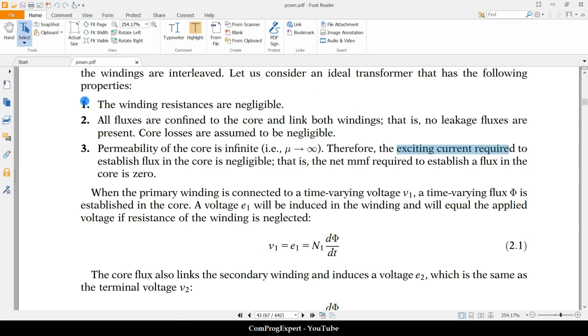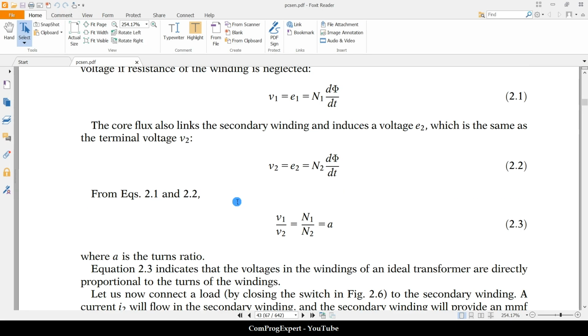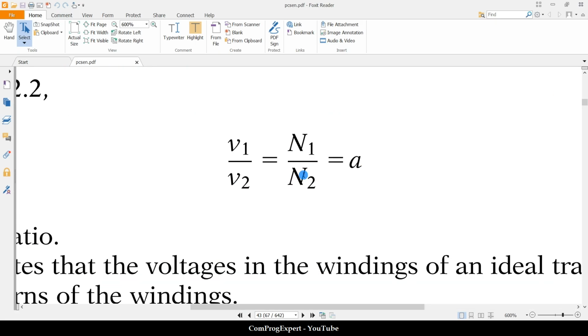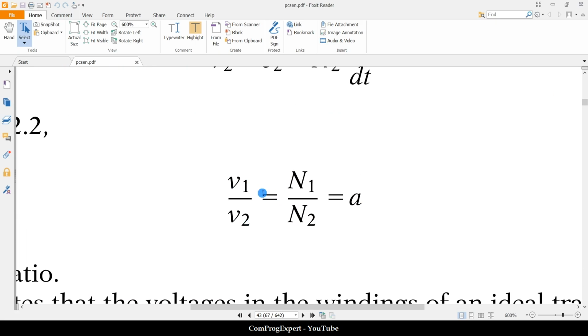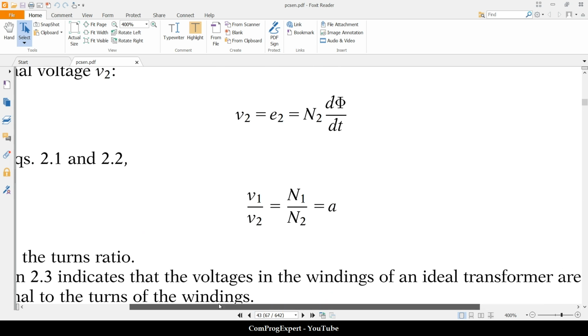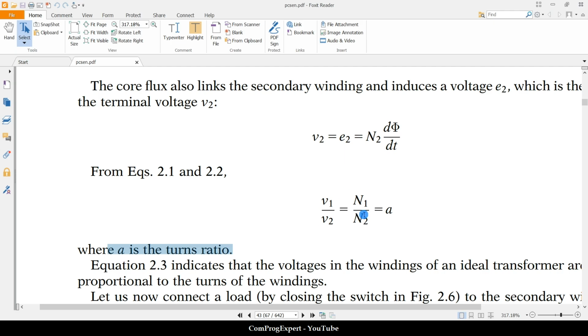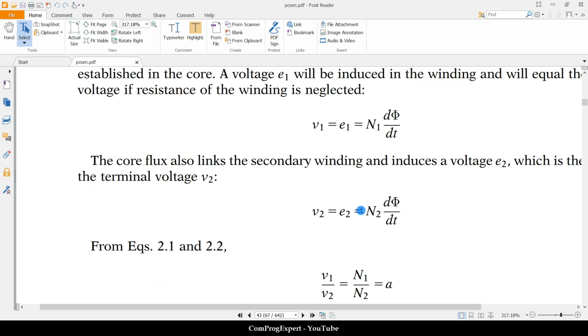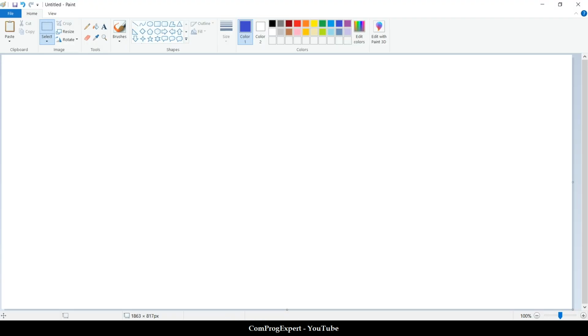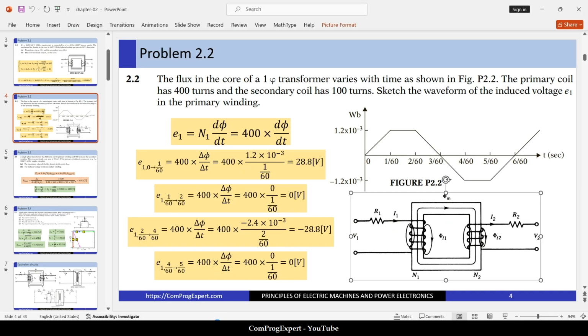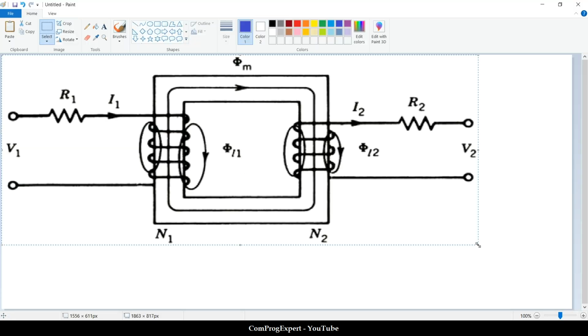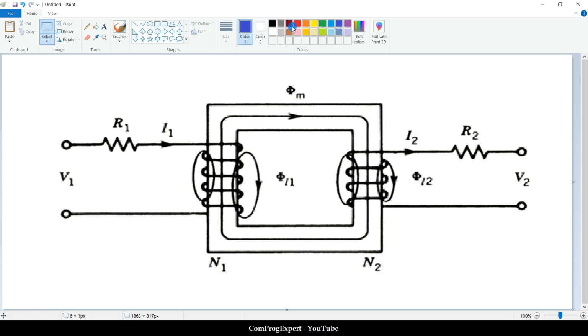So if we consider these three assumptions, we can write V1 divided by V2 is equal to N1 divided by N2. This is defined as the turns ratio, A. A is defined as the turns ratio. Why can we write this equation? Because we have a structure like this. We have this core and these two coils.